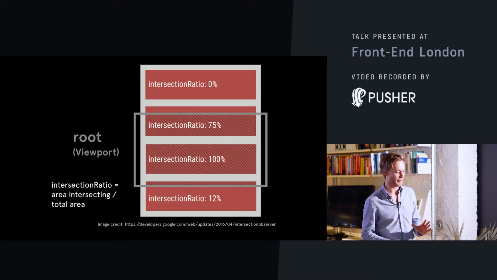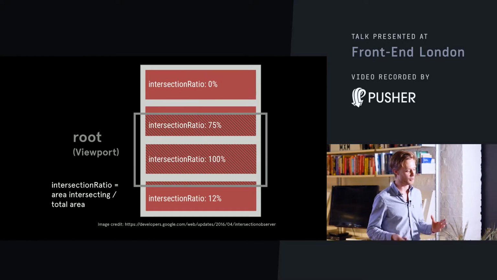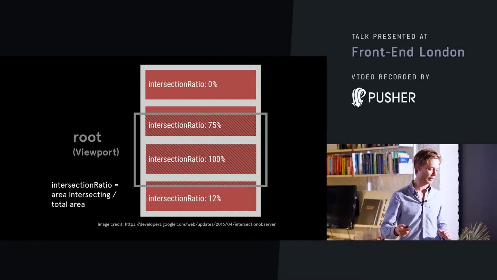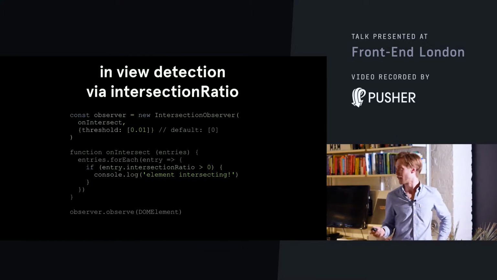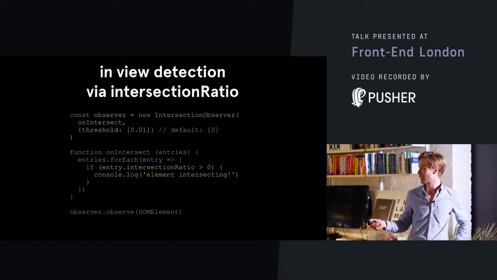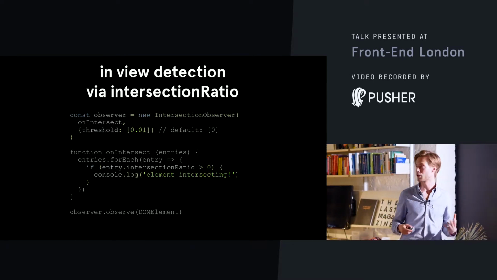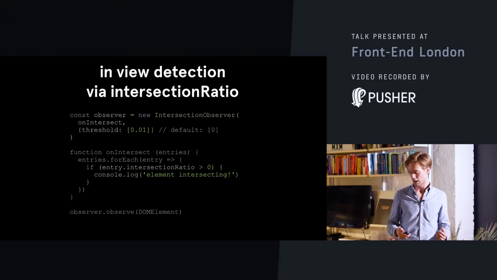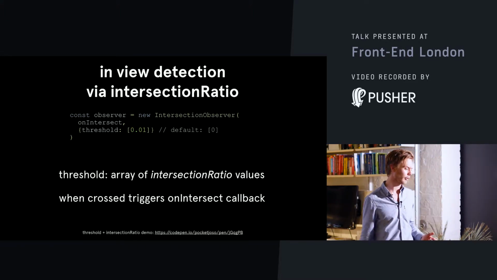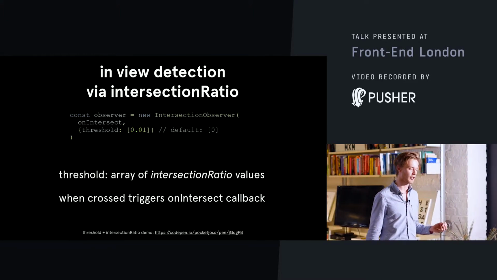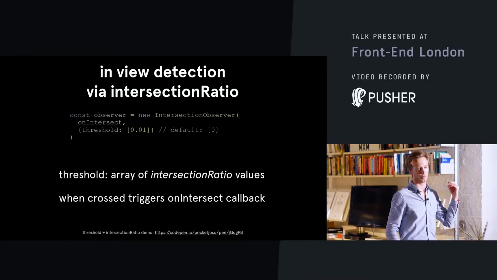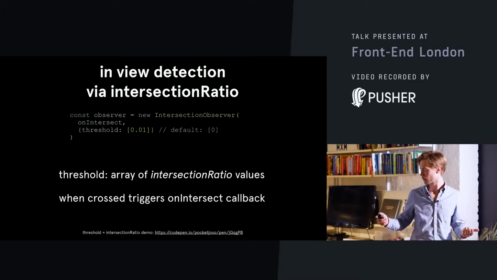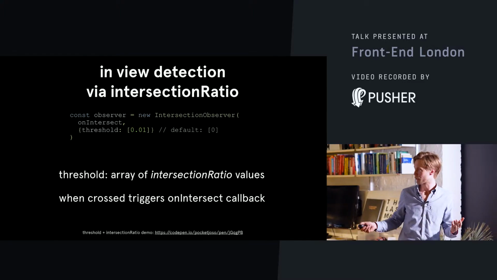But there's one more warning I need to give when you use this particular method for determining whether something's in view. You need to also specify a threshold, which can go into the config, which the IntersectionObserver call takes as a second parameter. And what is the threshold? Threshold is an array of intersection ratio values. So the intersection ratio that I just showed you, you can specify a bunch of them. These are percentages. So 0.01 means 1% in view.